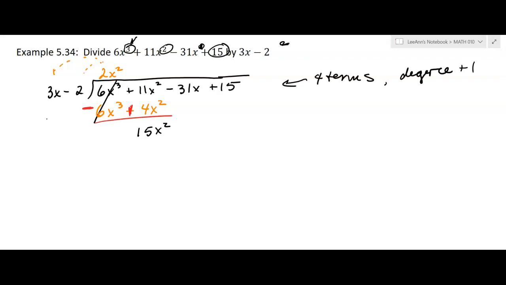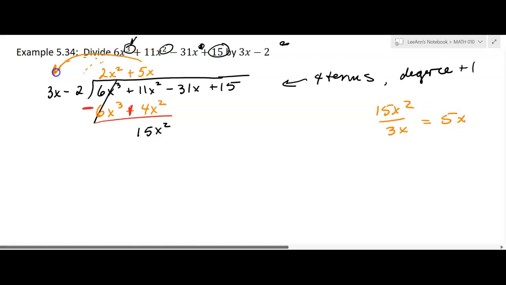Okay, so how many times does 3x go into 15x squared? Well, that's going to be 5x. And again, if you have trouble with that, you can go over here and say, what's 15x squared divided by 3x, and then hopefully you can see it. It's 5x. Okay, so then we do the multiplying. 15x squared, that's supposed to happen. Whoops, I forgot to bring down the number. Okay, let's do that. Negative 31x, right? Okay, but back to our multiplying.